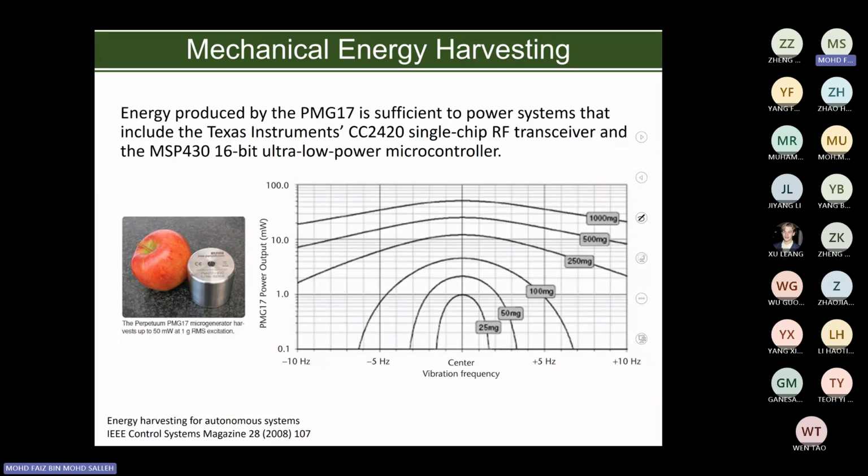This is a typical example, the PMG70 micro generator. So you can see here, depending on the weight, depending on the frequency, it can produce from around 1 to almost 100 milliwatt power output.